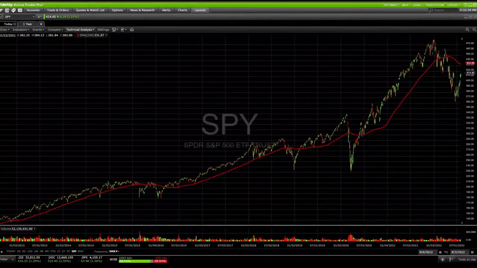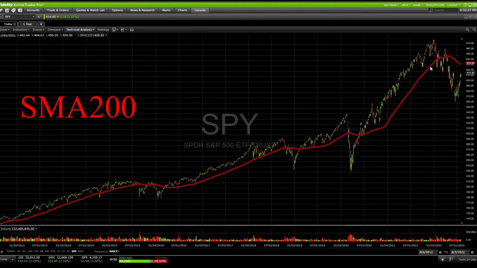So the first thing we're going to do is build our chart for swing trading. And this is, again, not financial advice. This is how I do it. So we're going to use the SPY, this Spider S&P 500, as our stock that we're going to track. The first thing we put in is the 200-day simple moving average.